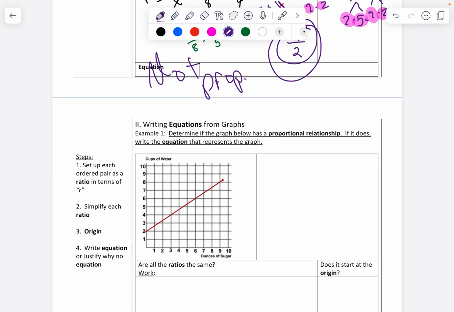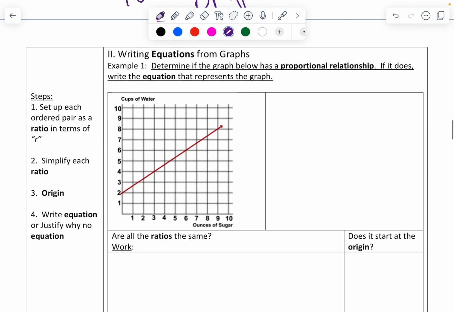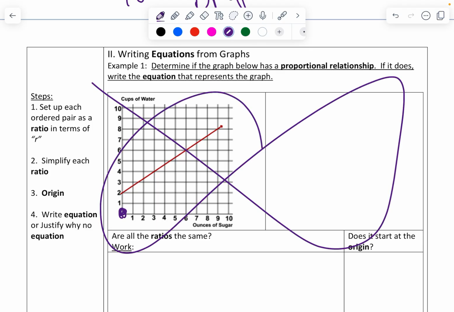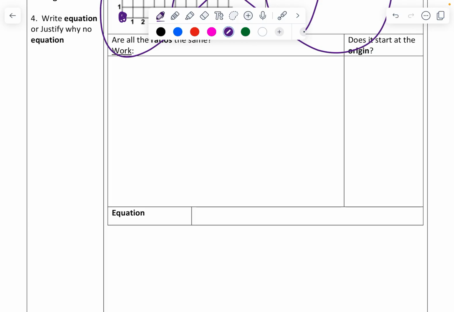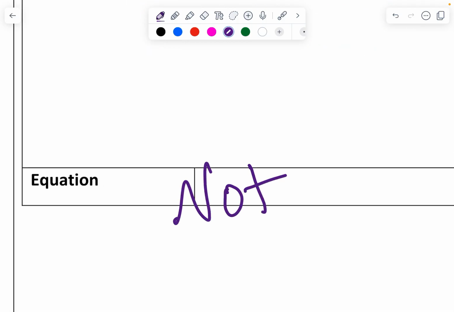So there we go. Now we're dealing with graphs. First thing you got to look at, do we start at 0, 0? No, we don't. So, hey, boom, I don't need to do anything. This is not proportional. Although it's a straight line, and we said if it starts at 0, 0 and it's a straight line, it's proportional. This one doesn't start at 0, 0, so this one's not proportional. I don't need to write an equation for that.